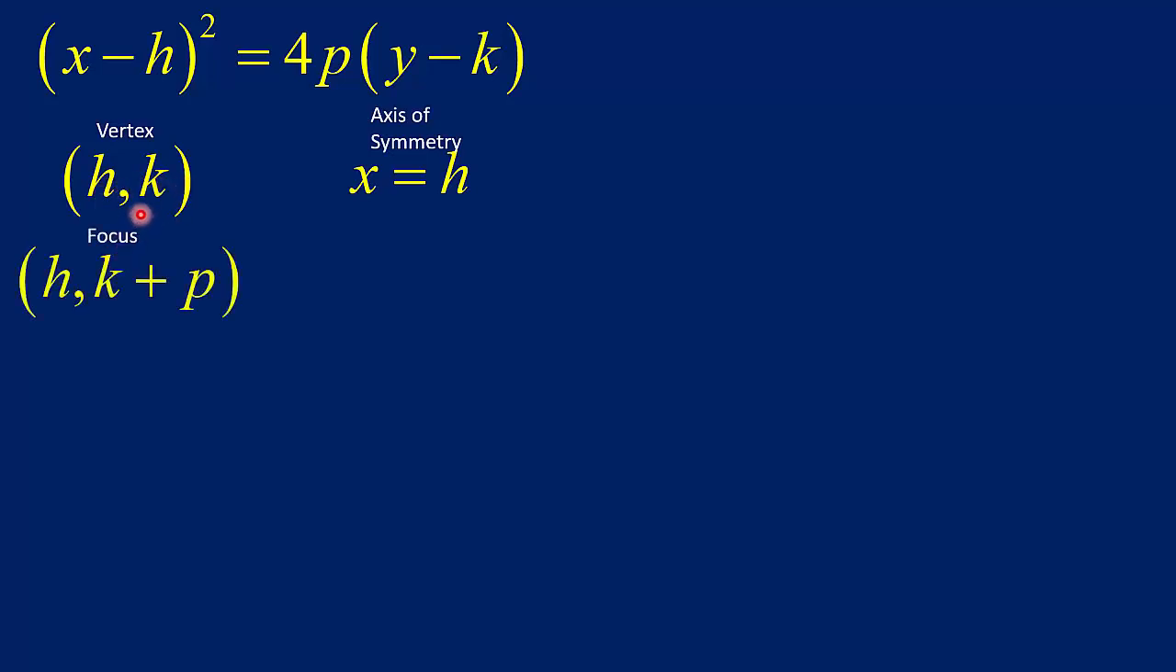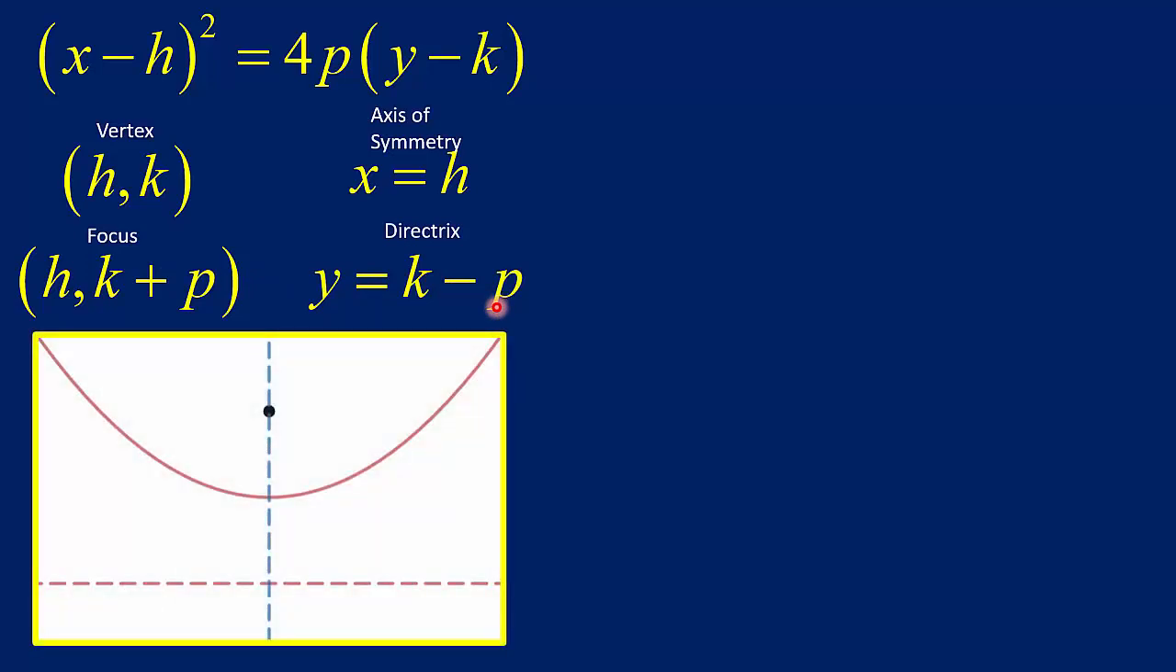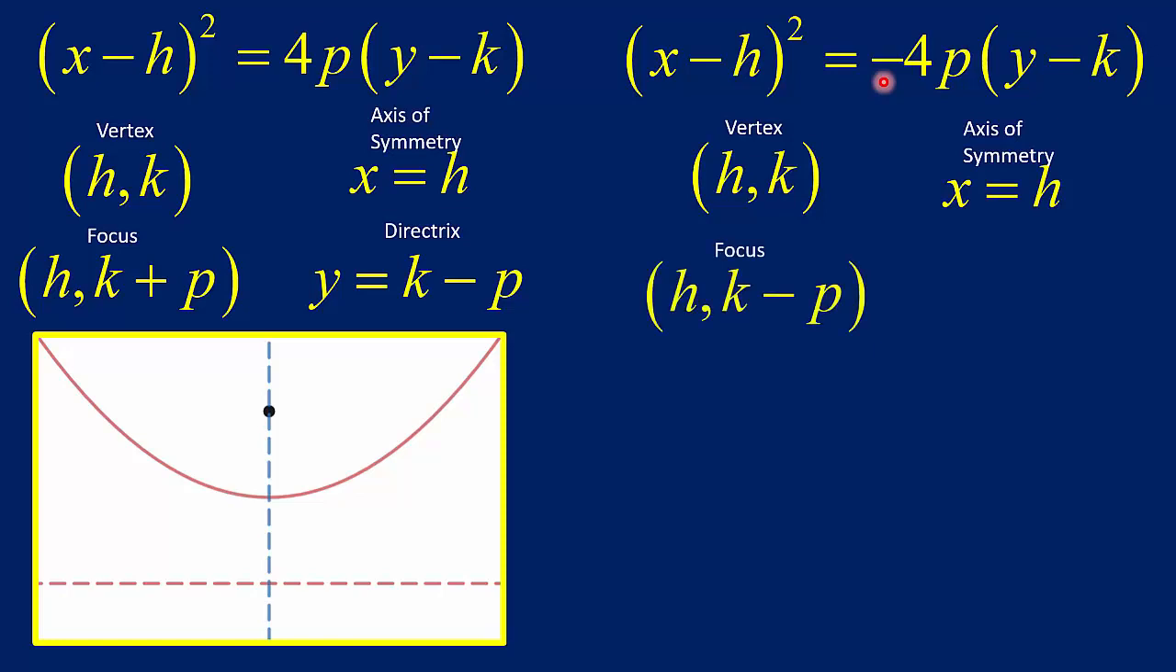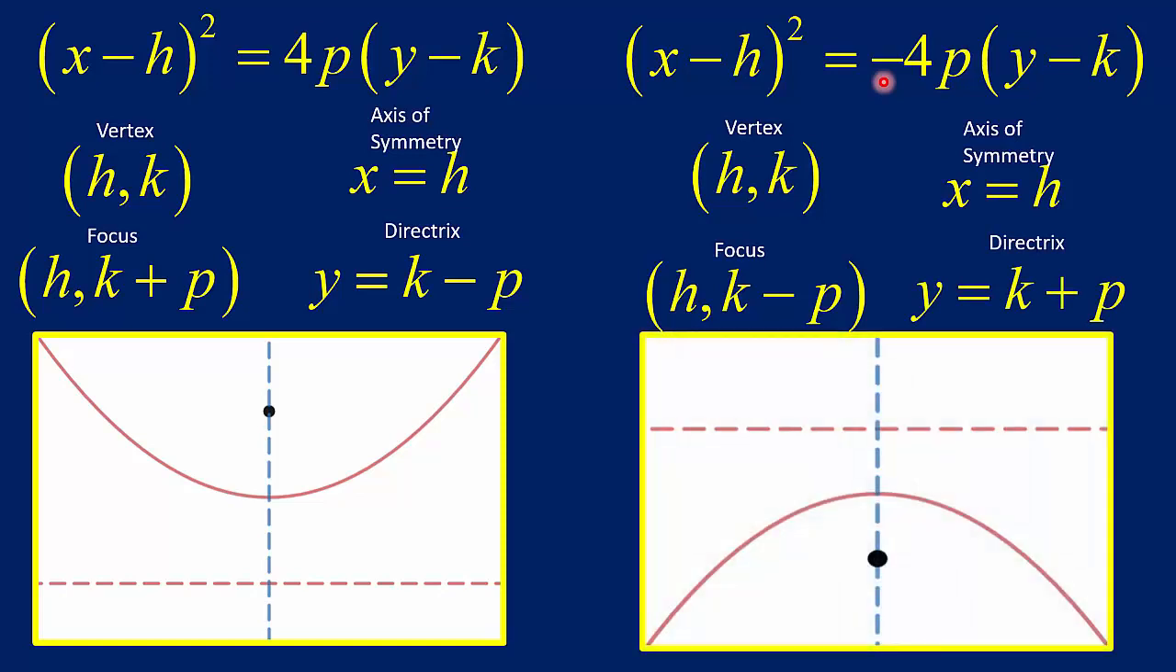Now, as far as the focus goes, I'm going to add p to the k. See? And then for the directrix, I'm going to subtract p from the k. And it will look something like this. Now, if we have the negative in front, see? So I have the negative. Still going to have the same vertex, the same axis of symmetry. However, to get the focus, we're not going to add to the k, we're going to subtract the p. To get the directrix, we're going to add the p, and it's going to look something like this. So, this is just the general form of these parabolas that either open up or open down, and this is the process for getting the vertex, axis of symmetry, focus, and the directrix.